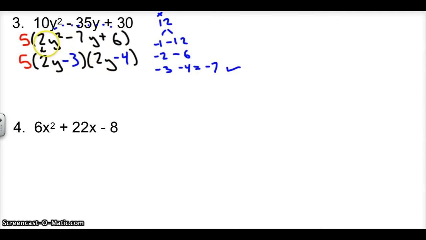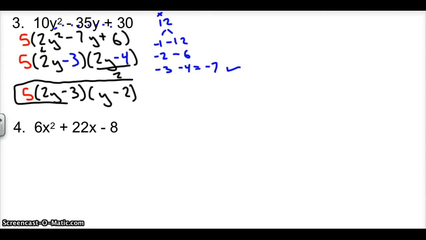Remember, that multiplies to the 4y squared, so I can't have that happen. I need to take out that 2. Can't take out a 2 there, but I can take out a 2 there. So I rewrite this. Always bring that 5 down because that's the first thing you pulled out. 5. And then here I have a 2y minus 3. And then I divided this 2 here and here, so I have a y minus 2. And this is what we have for our factored answer.